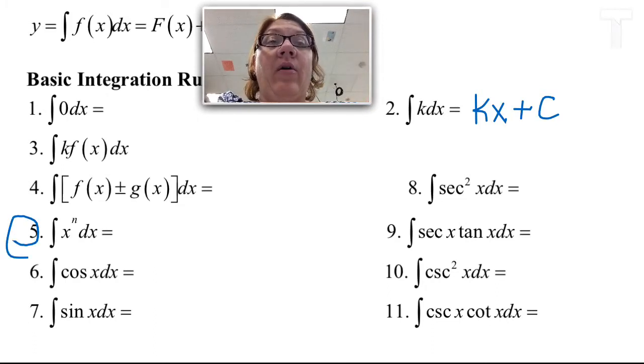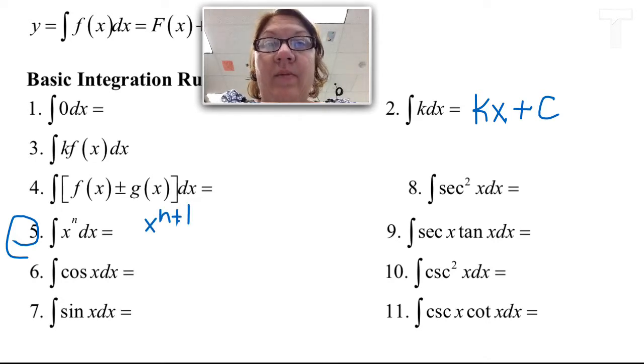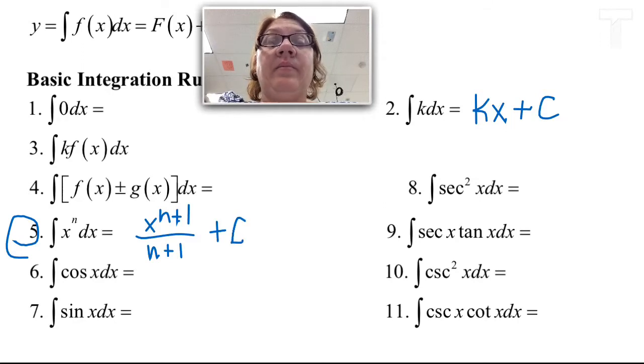If I want to power back up, so I'm going to take the integral of x to the n. Remember, I'd have to power back up, and I will divide by that new power. You'll see that magic work in a little bit.